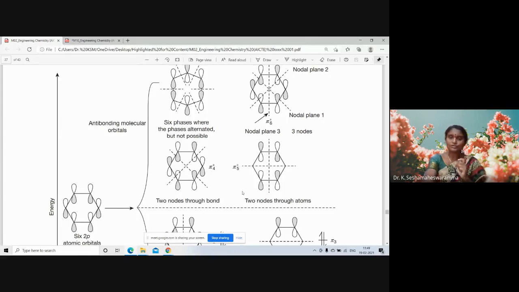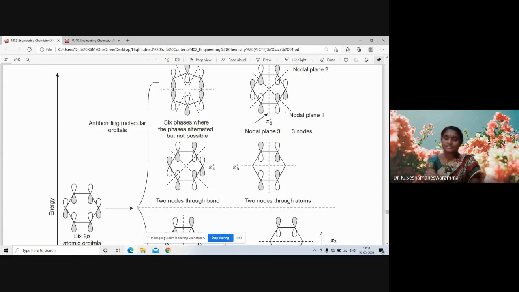Two nodes through bond, two nodes through atoms. Pi 4, these are anti-bonding. Whenever nodal planes are more, they have high energy and also high nodes. These are less stable. These are pi star 4 anti-bonding, pi star 5 anti-bonding.